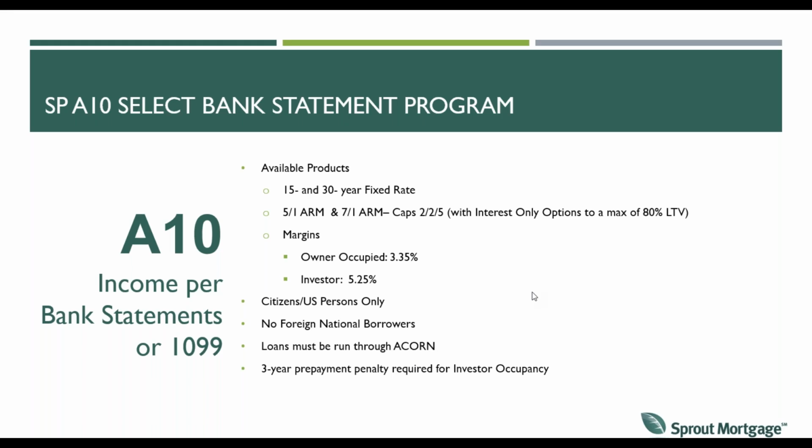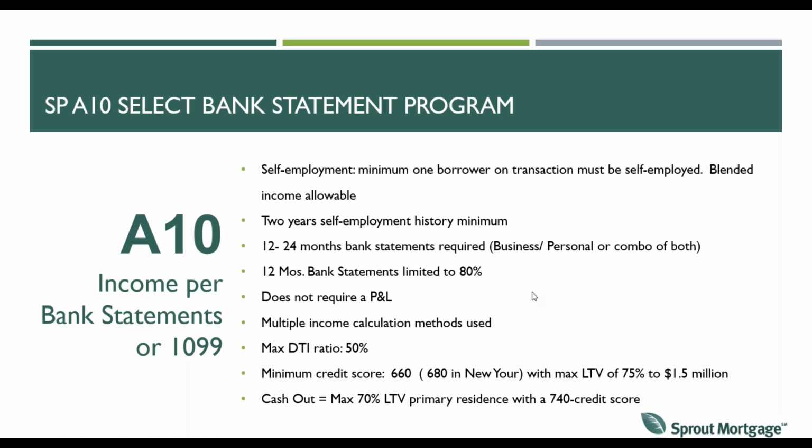So if you're doing an investor series, you are going to have a 3-year prepay. Self-employment, we require 2 years, as I mentioned. So 2 years. Now, if the other borrower isn't self-employed, that's fine. So you can have a W-2 borrower and a self-employed borrower. Okay, but at least that self-employed has to have 2 years. I mentioned no P&L. The 50, we can go to 50 on the back end.